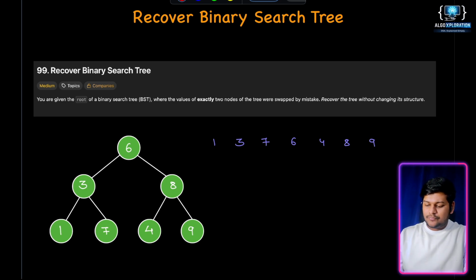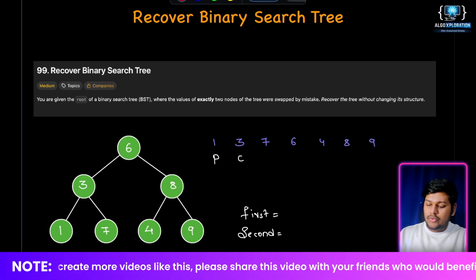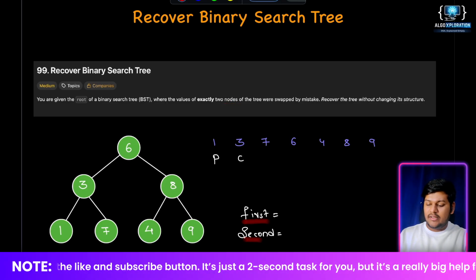Since I need to check the previous value, I can't start from here, obviously, because 1 doesn't have any previous value. So I need to start from the first index. This will be the current value and this will be the previous value. I will have first to store the first culprit, and second to store the second culprit, because in the question they are saying that two nodes have been swapped. So first and second. Now I'll start the comparison.